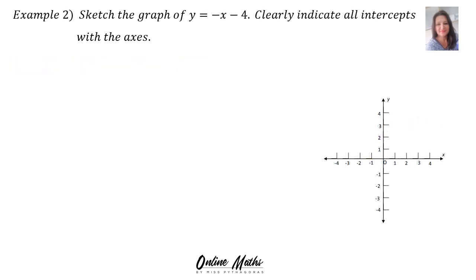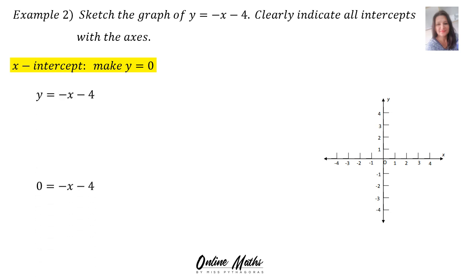Example 2. Sketch the graph of y is equal to negative x minus 4. Clearly indicate all intercepts with the axes. So we start with x-intercept make y 0. And then there's your equation. In y's place we substitute 0. And now we will solve x. Let the 4 walk across, divide away the minus. x is negative 4. And the coordinate is the point negative 4 and 0.